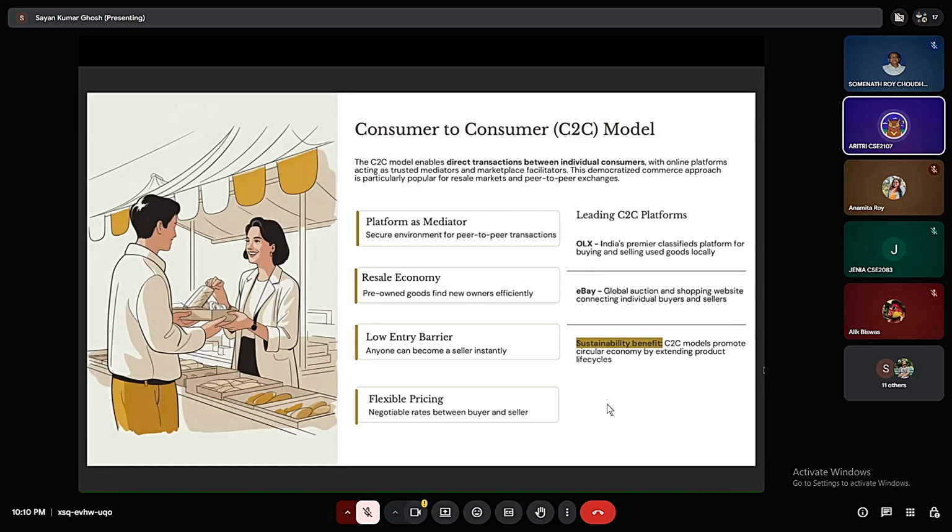Key features of the C2C model are platform as a mediator, which provides a secure environment, resale economy where pre-owned goods find new owners, and low entry barriers, meaning anyone can become a seller easily. Flexible pricing, where prices can be negotiated between buyers and sellers. Some leading C2C platforms are OLX, which is widely used for local buying and selling, and eBay, a global platform connecting buyers and sellers worldwide.